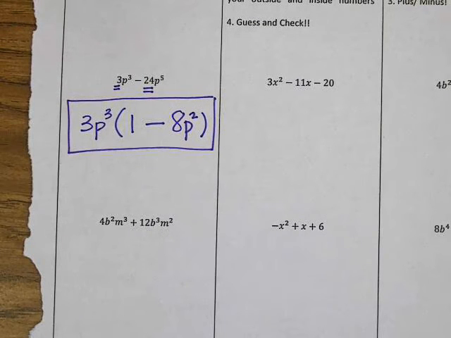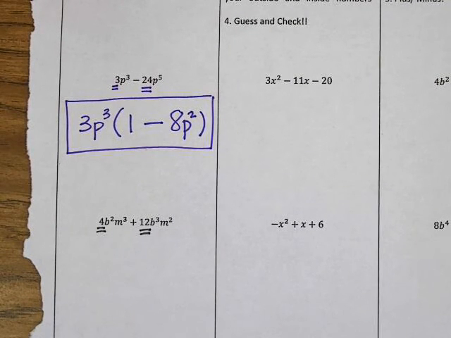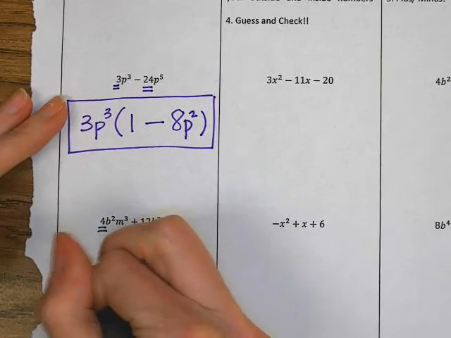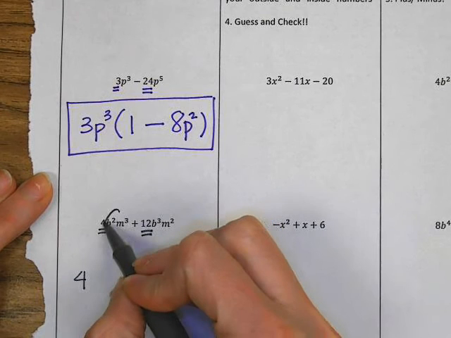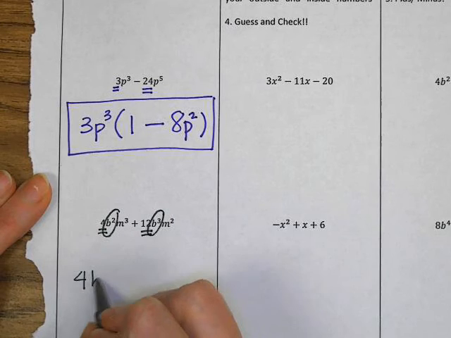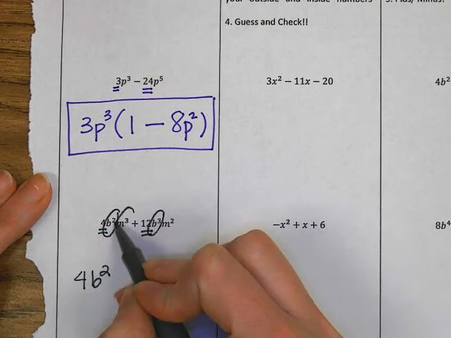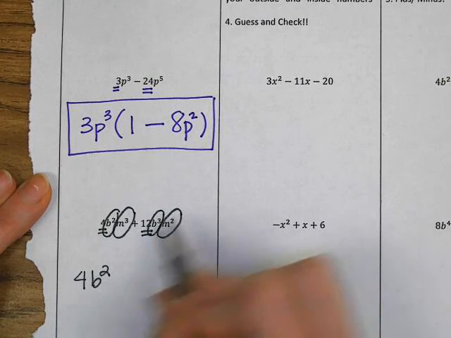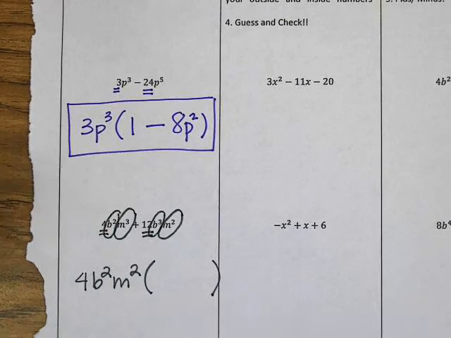All right, what about this one? Start with the numbers. What do 4 and 12 both divide by? It's 4. And then they both have b's, so let's do the b's first. You can only pull out the smaller amount of b's, so b squared. And then they both have m's, so we can only pull out the smaller amount of m's, which is m squared. And then you draw your parenthesis and see what's left.